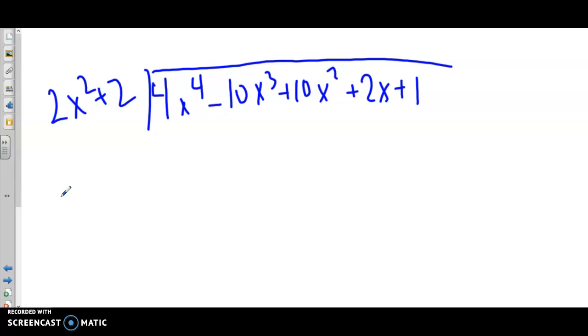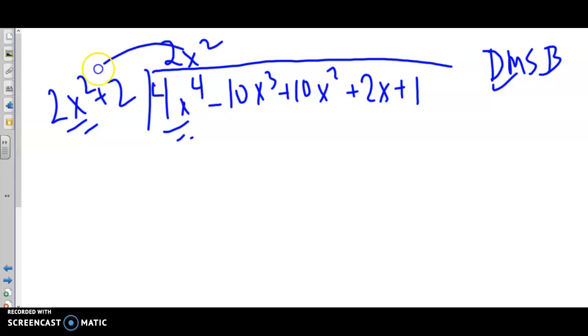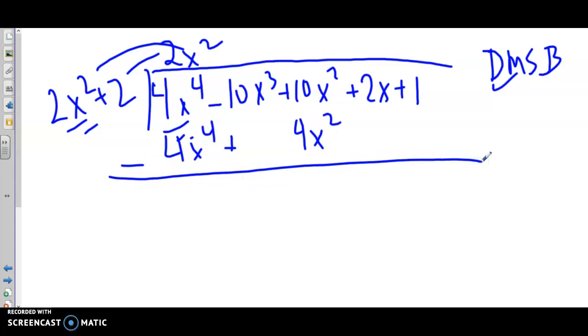The next problem here calls for a long division. So remember, it's DMSB: divide, multiply, subtract, bring down. So we divide 2x squared, the leading term, into the leading term here. It's going to be 2x squared. We divide, now we multiply. So we're going to get 4x to the fourth plus 4x squared. Remember to put that in that column when we subtract. Now we subtract, it's going to be 0 here.